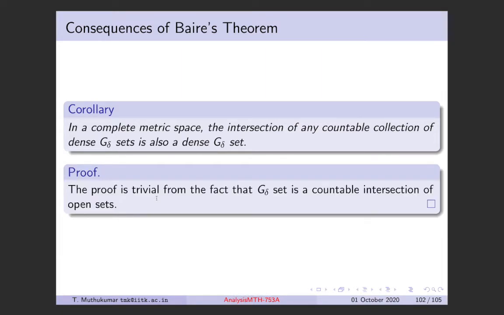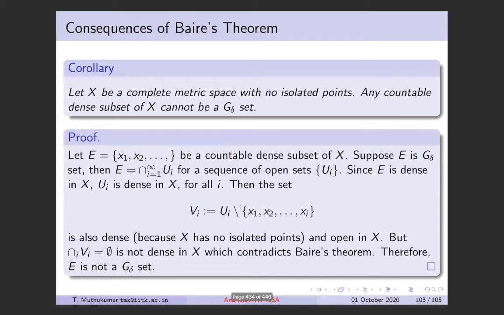I have just said that the proof is trivial because a G delta set is a countable intersection of open sets. Now, another consequence of the Baire category theorem is that whenever you have a complete metric space with no isolated points, then any countable dense subset of X cannot be a G delta set.